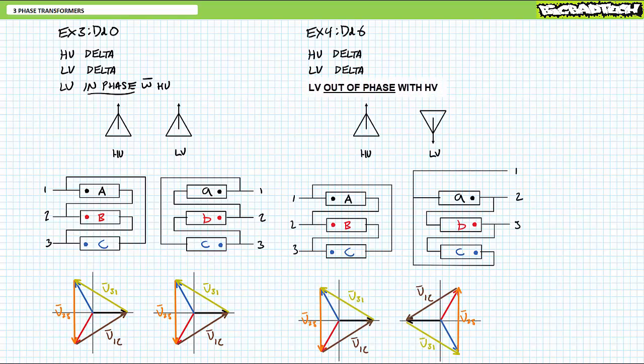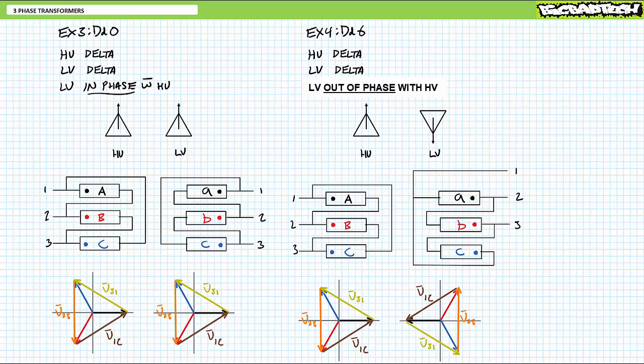Example 4, let's do this in reverse. What if we flip-flop the low voltage side for the simplified connection diagram? Understandably, this would be a DD6 configuration. The high voltage side is delta configured. The low voltage side is also delta configured. 6 o'clock means the low voltage side is perfectly out of phase with the high voltage side.